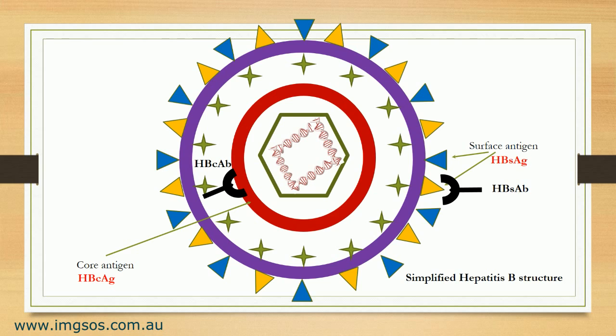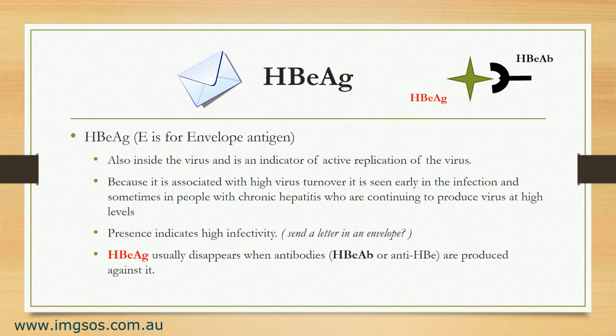So now back on my virus picture, we've got the core antigen mentioned, and now I've got a little picture of core antibodies attached to that. Let's move on to talk about the viral envelope and the envelope antigens. So E is for envelope. So the HBeAg is the E envelope antigen.